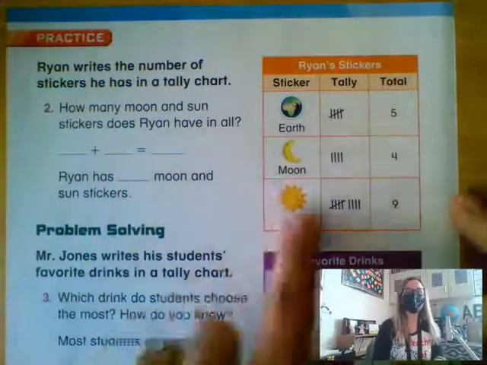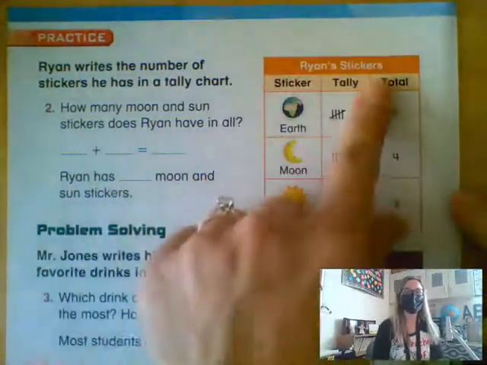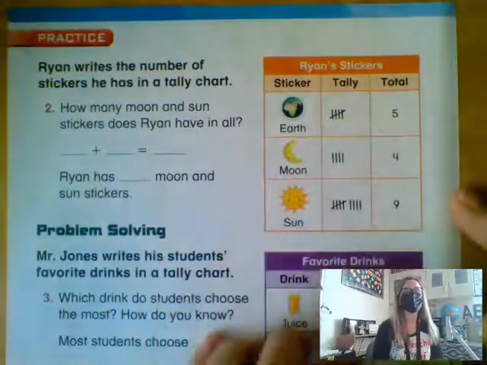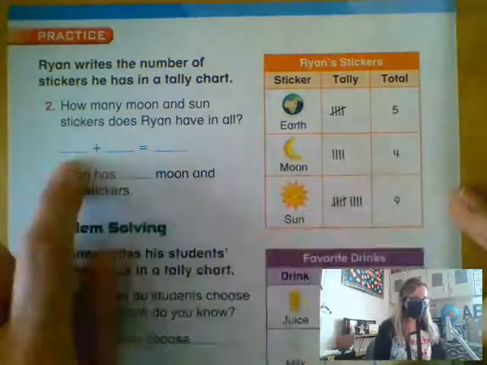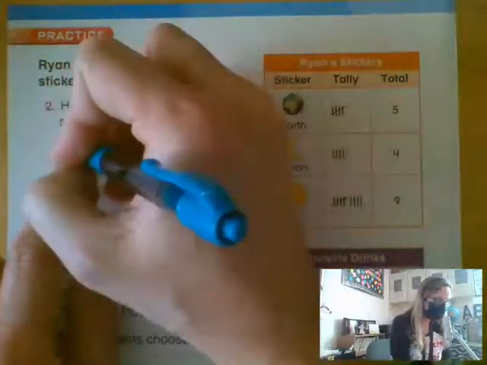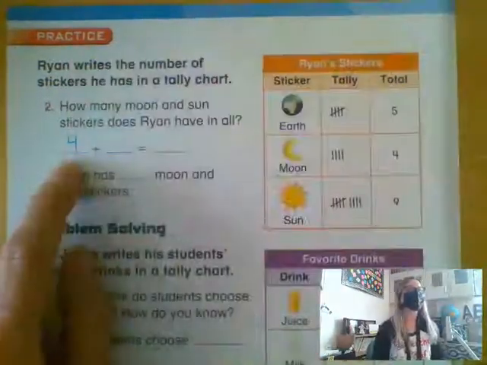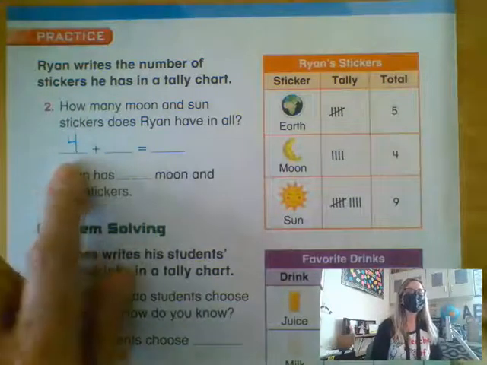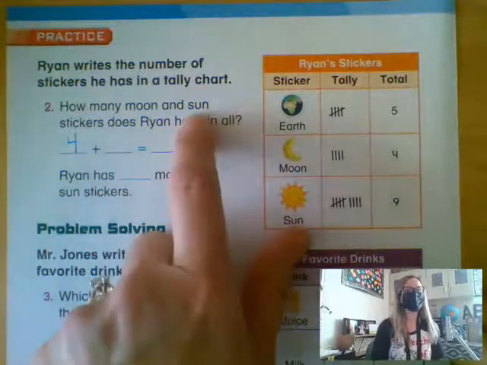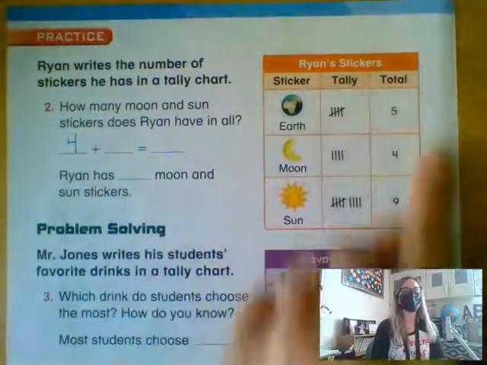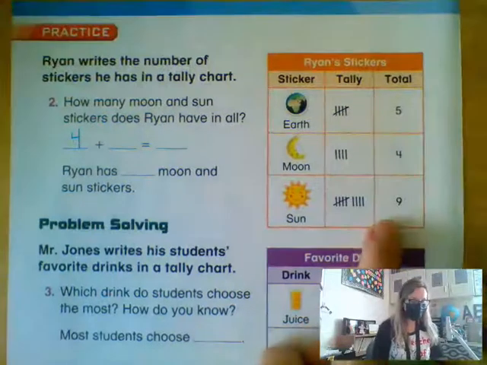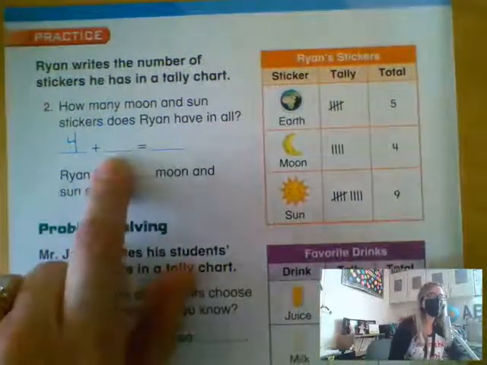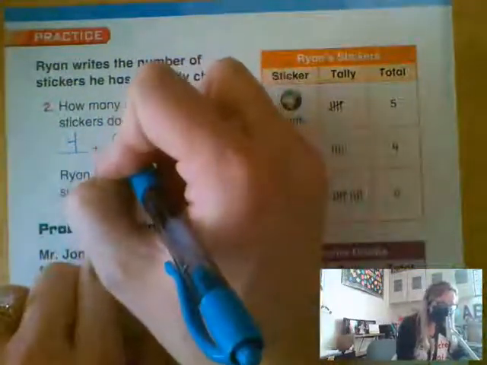So Beckett, looking at this tally chart, can you tell us how many moon stickers does he have? Four. So for our first digit, we're going to put a four. That's the first part of our addition equation. Now, Johnny, it also wants to know how many sun stickers he has. So can you look at the chart and tell me how many sun stickers he has? Nine. So for our second addend, or our second part, put the number nine.